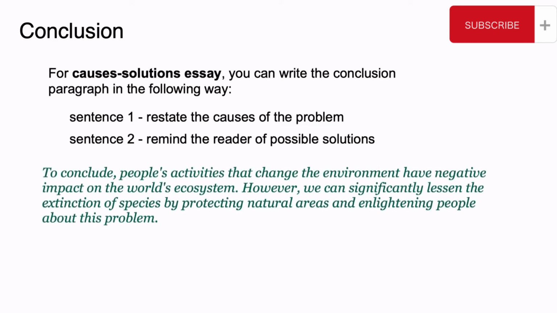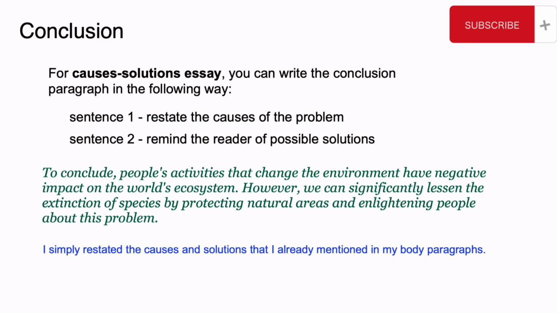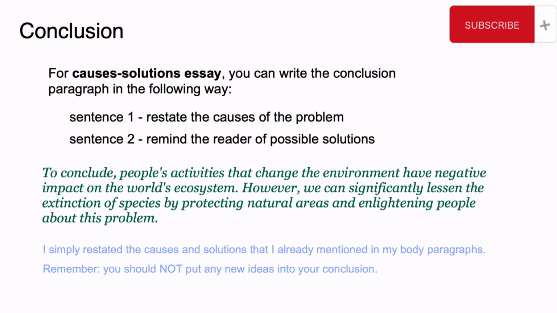To conclude, people's activities that change the environment have negative impact on the world's ecosystem. However, we can significantly lessen the extinction of species by protecting natural areas and enlightening people about this problem. I simply restated the causes and solutions that I already mentioned in my body paragraphs. Remember, you should not put any new ideas into your conclusion. You have already described your ideas in the body paragraphs.